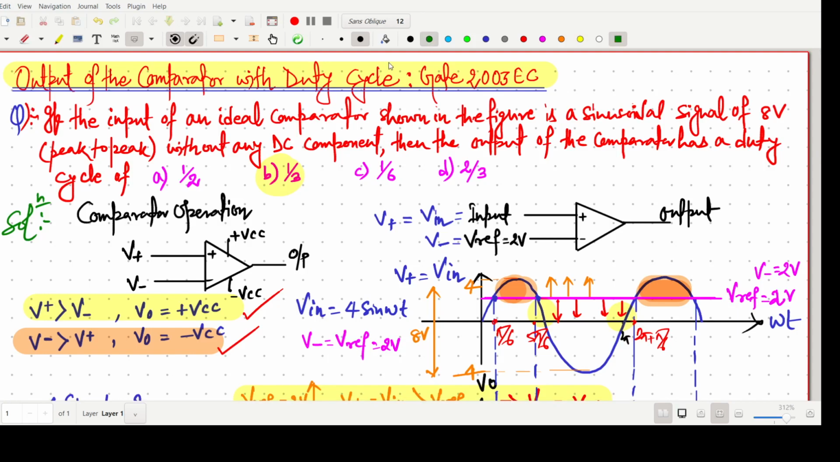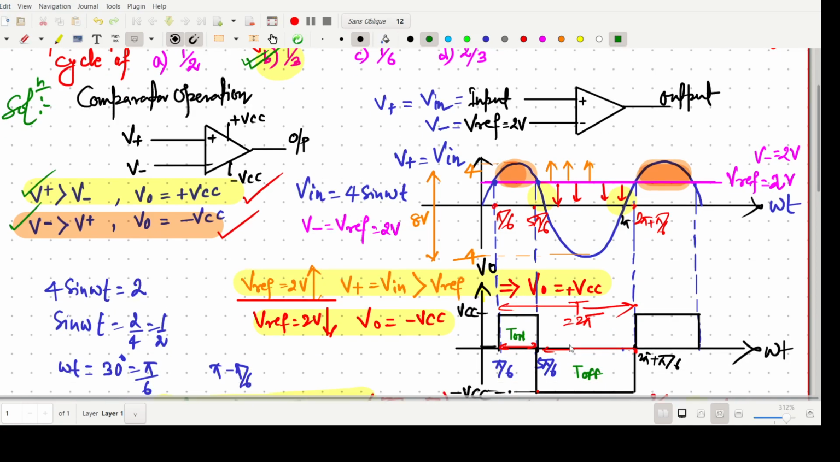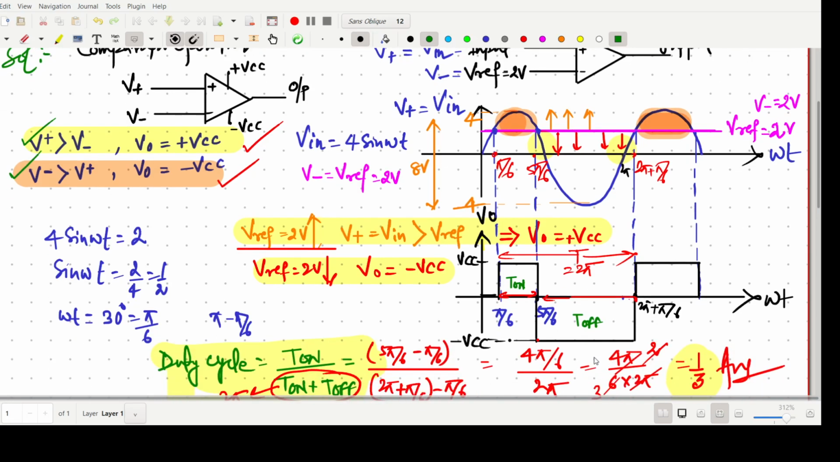So this is all about this question. The simple thing is that we have to know the basic concept of the comparator and how to draw the graph. Then we have to draw the final output curve, and then we can easily say T1 by T1 plus T off. So this is all about this question.